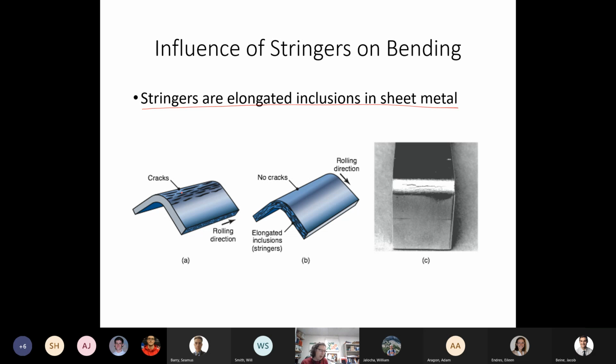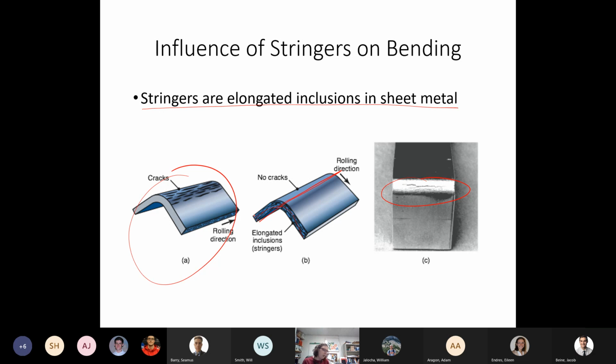then we see that those stringers can cause cracking, as we can see here in A, and then we see over here. So we start to see these cracks, and what's happening is that we can actually have separation of those stringers from the other material. However, if the axis of the bend is perpendicular to the rolling direction, then those stringers just deform, and we don't get that cracking.